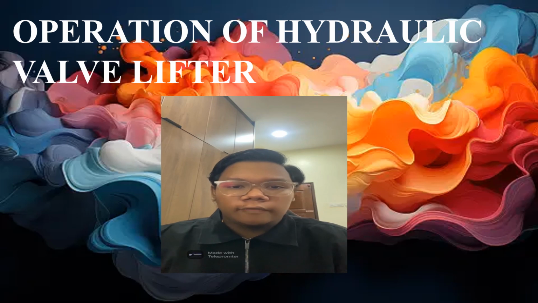Next is the operation of the hydraulic valve lifter. When the engine is running, oil is supplied to the lifter through the engine's lubrication system. The oil enters the lifter and fills the reservoir.